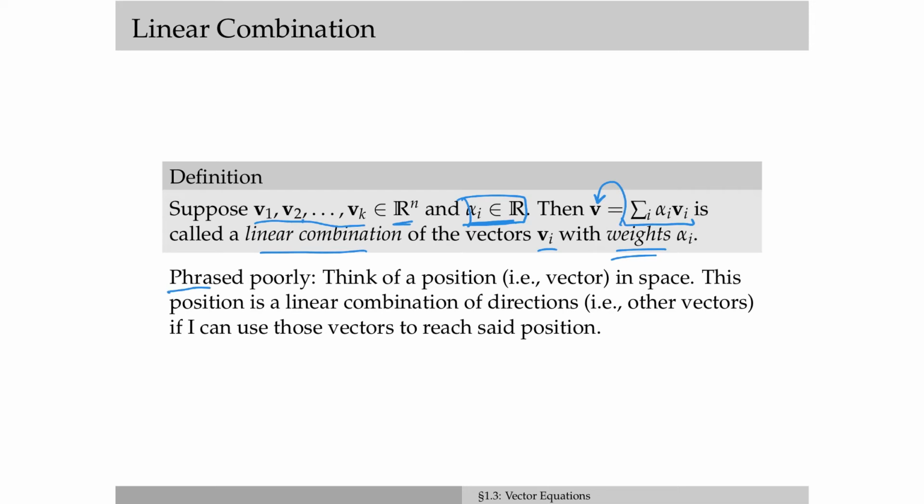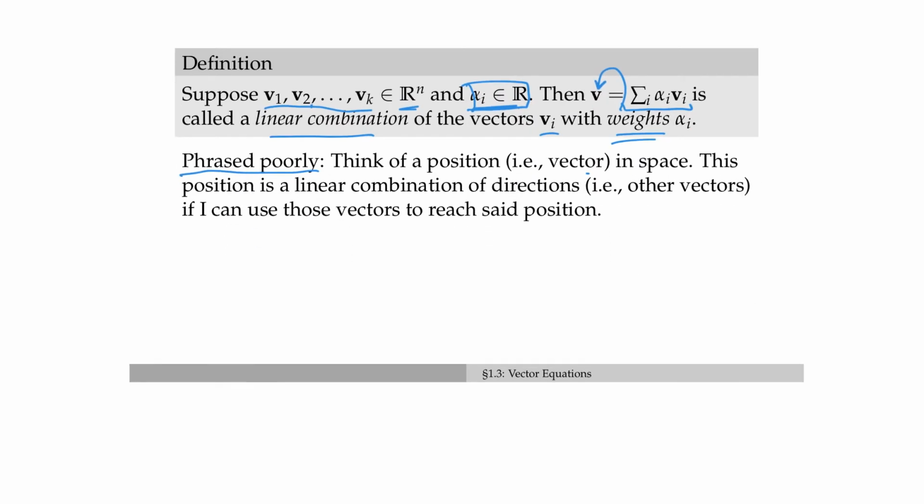All right, and allow me to phrase this poorly. Think of a position in space. Okay, I'll do it in 2-space. So there we go. This particular vector, or this point, I can view a vector as a point or an actual direction with some magnitude. This is a linear combination of some other vectors if I can basically plot a route to this point.